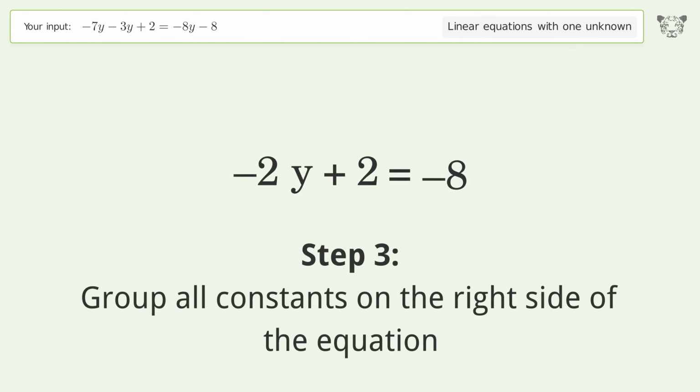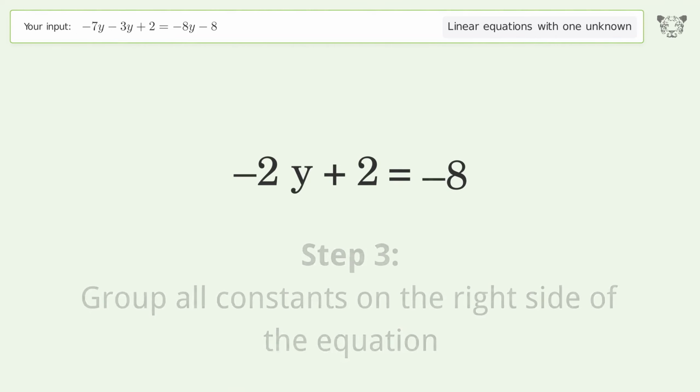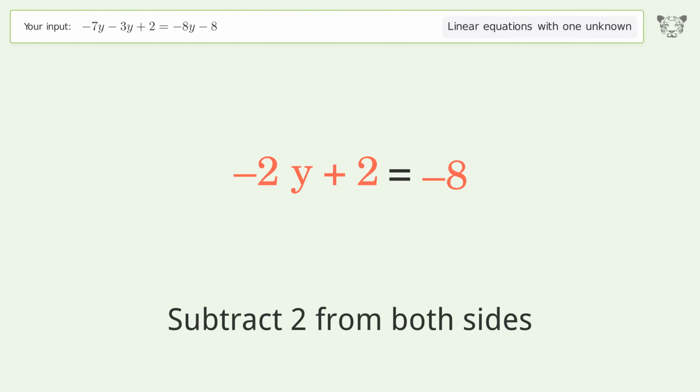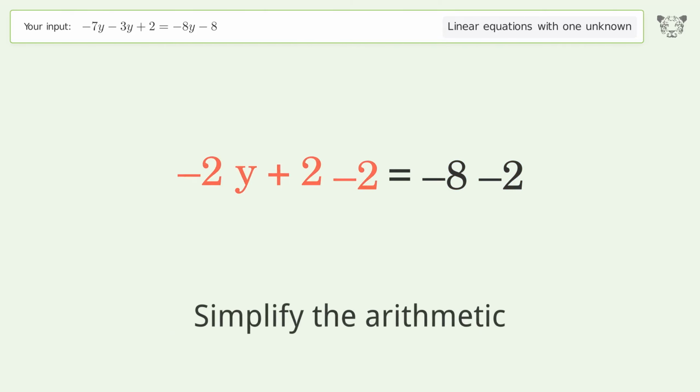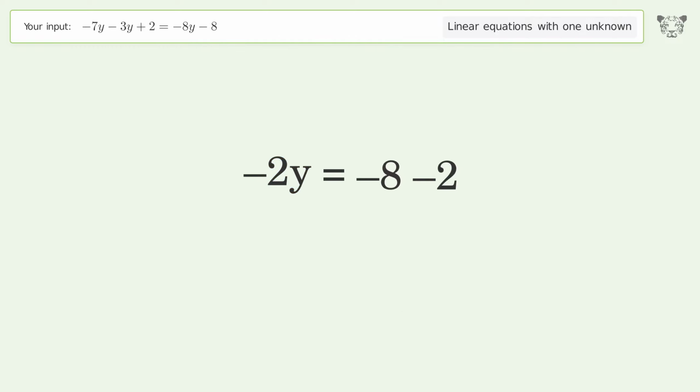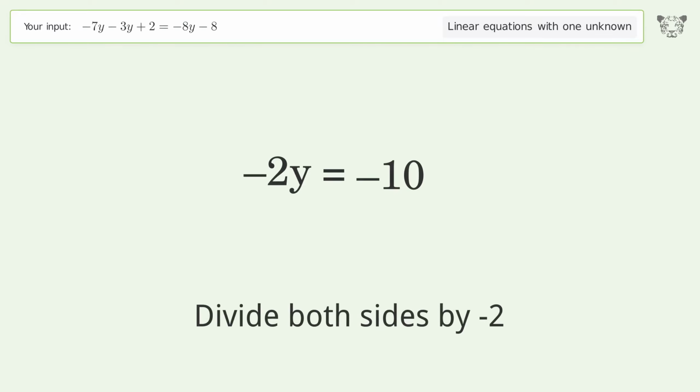Group all constants on the right side of the equation. Subtract 2 from both sides. Simplify the arithmetic. Isolate the y. Divide both sides by -2.